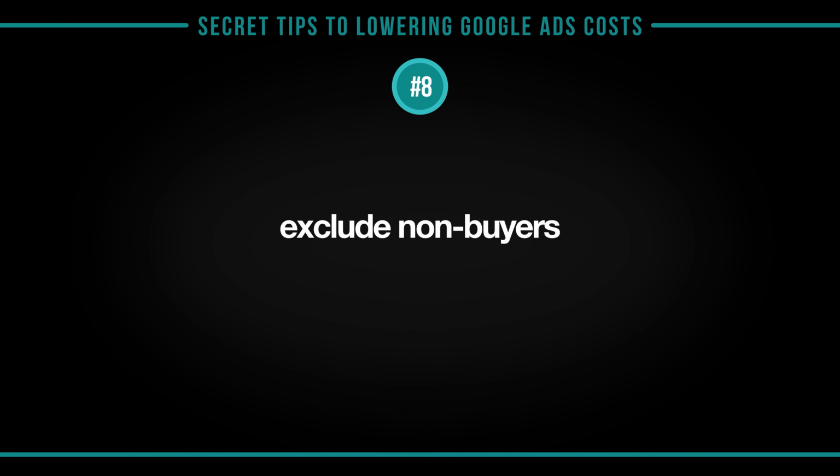Number 8, exclude non-buyers with audience filters. So you can build, for example, like a time wasters list.